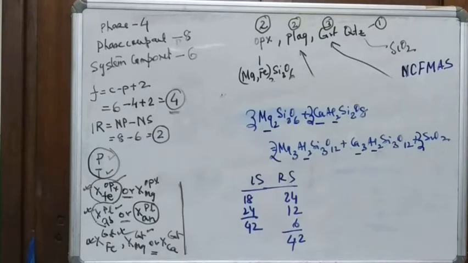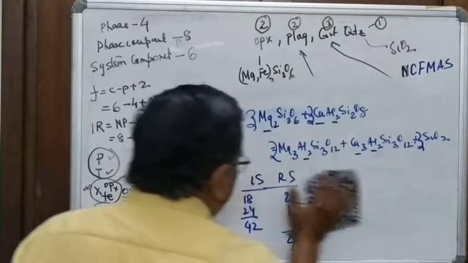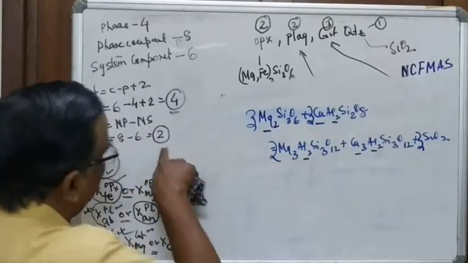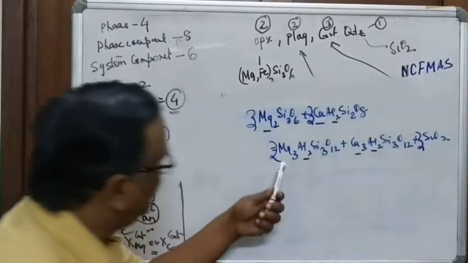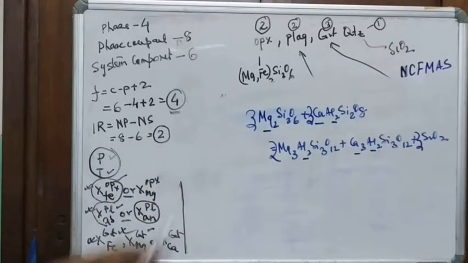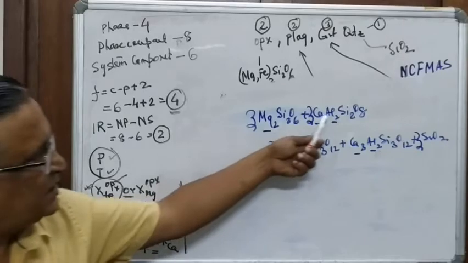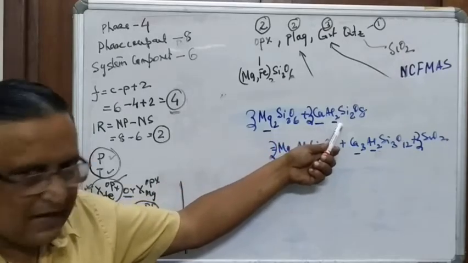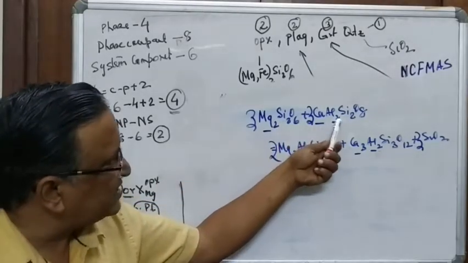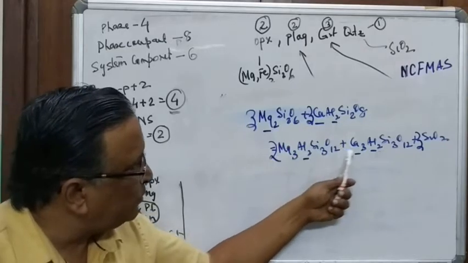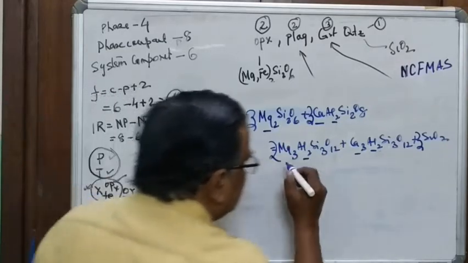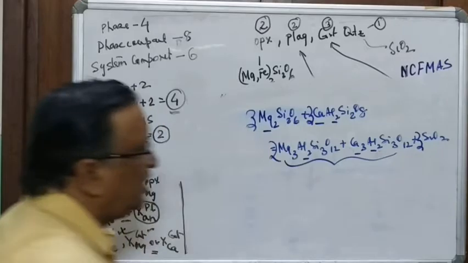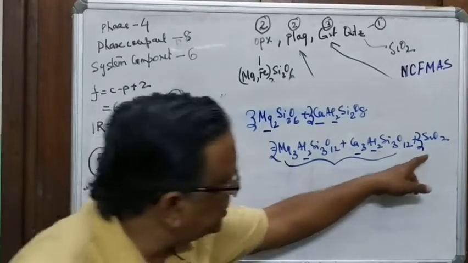Right? So that's important. So this is a balanced reaction. Out of the 2 independent reactions that you need, one reaction is this: orthopyroxene plus an anorthite component of plagioclase, anorthite, is equal to pyrope plus grossular. This is part of the solid solution of garnet, and that is quartz.